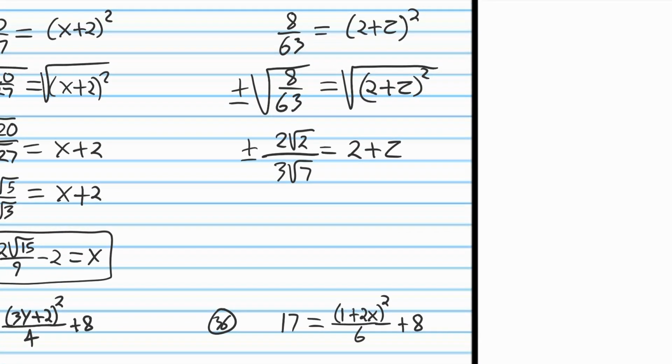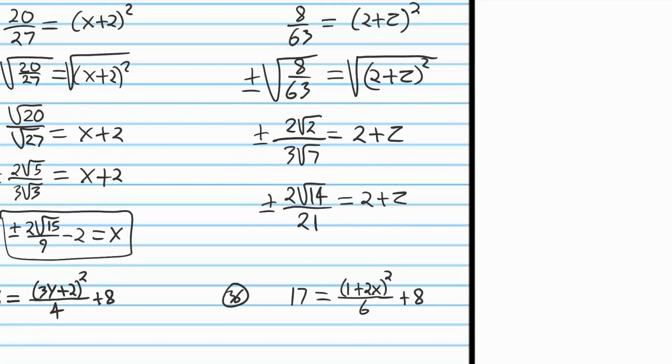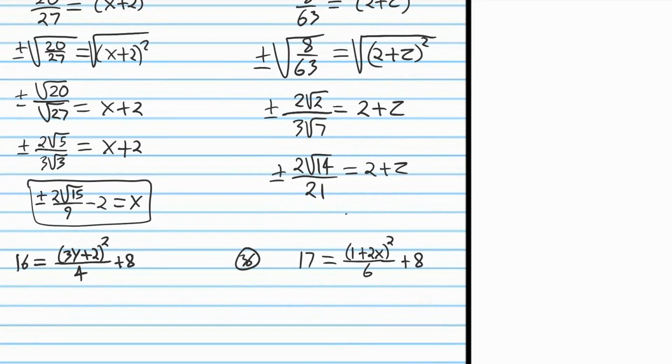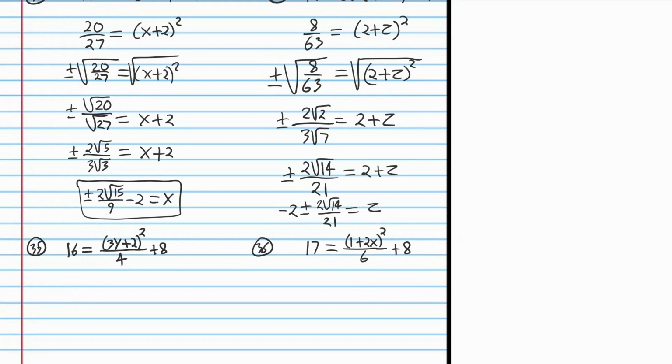Then we multiply both sides by root 7 to rationalize the denominator, and we get 2 root 14 over, and this just becomes a 7, so then you multiply it into 3, it becomes 21. And then the final answer, we just have to subtract 2 from both sides, and we get negative 2 plus or minus 2 root 14 over 21. I'm going to try to make a little more room here. So if you got that answer, good job.